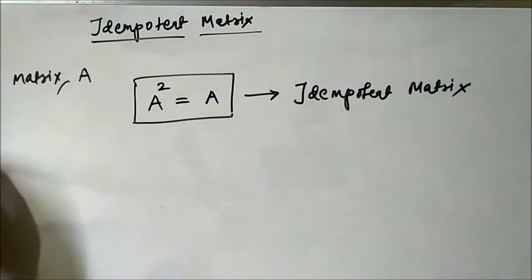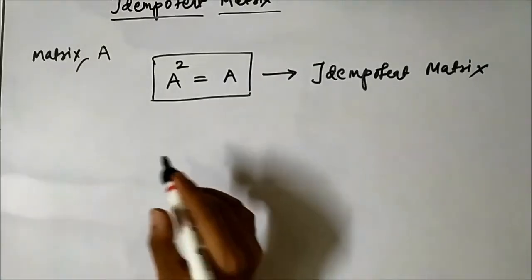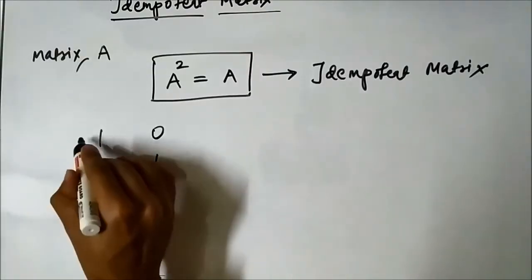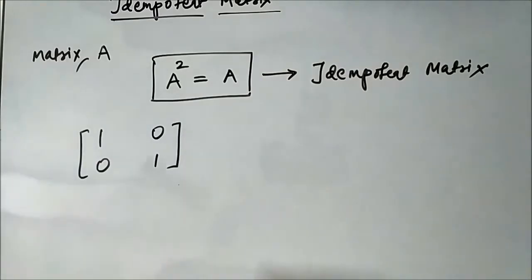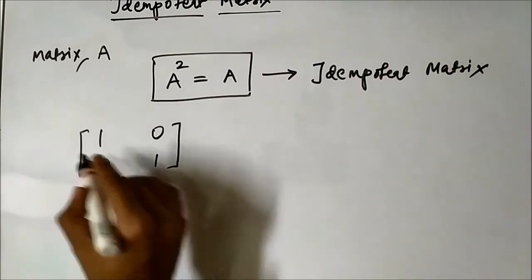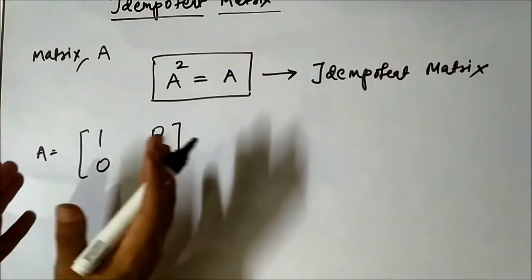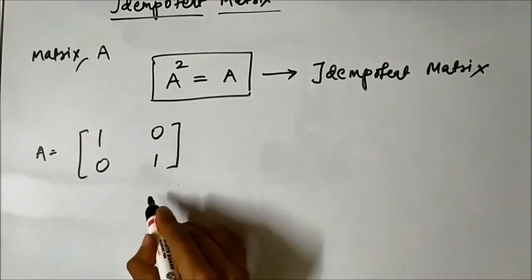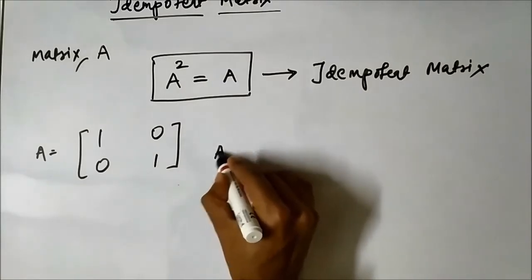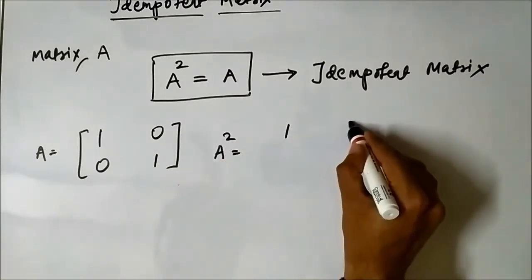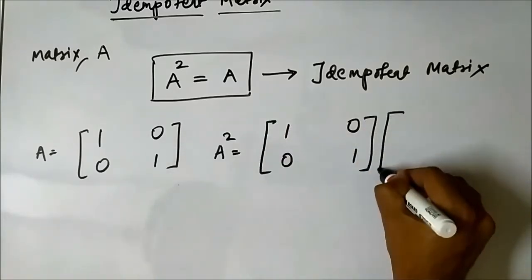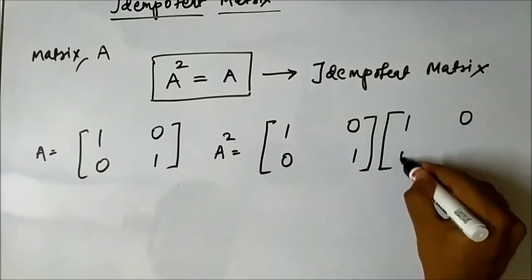Now an example of such a matrix is this second order unity matrix. We can check that. Suppose we square this matrix. This is an example of an idempotent matrix. Now let us just confirm that. Let us perform the square of this matrix. A square is 1 0 0 1 cross 1 0 0 1.